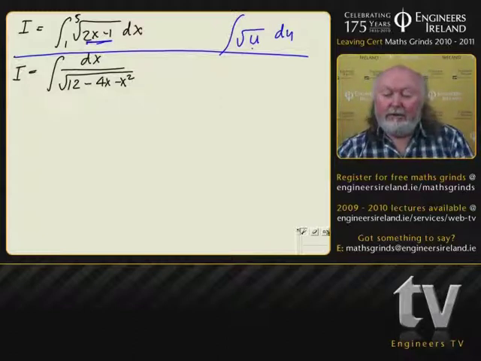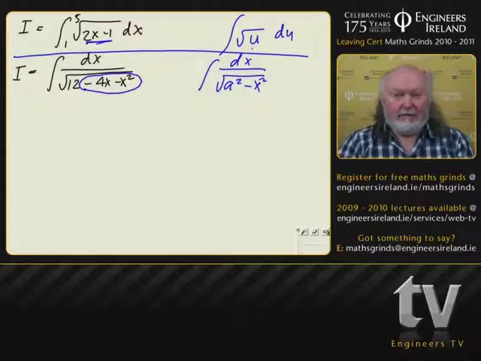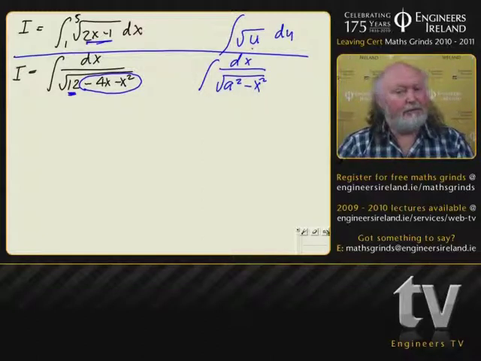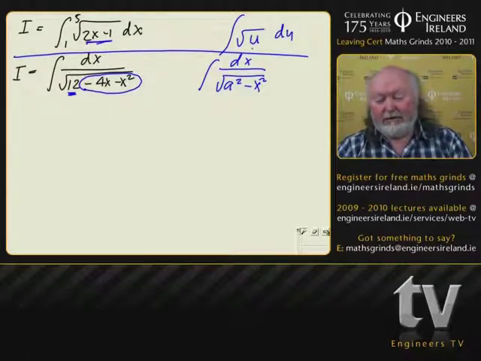We know that that looks a lot like the integral of dx all over the square root of a squared minus x squared. So we want to be able to replace this with a square, and to do that we'll have to sacrifice some of the 12 or add something to the 12. So we just do another example just to keep you clear on it.